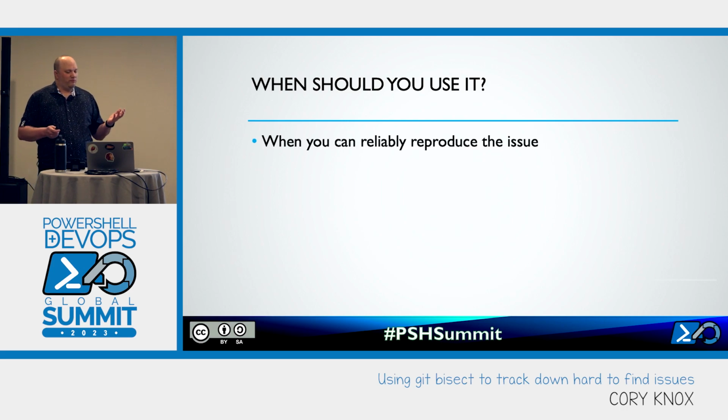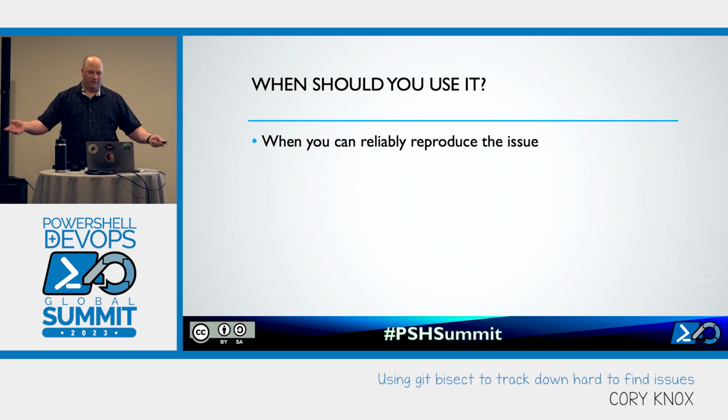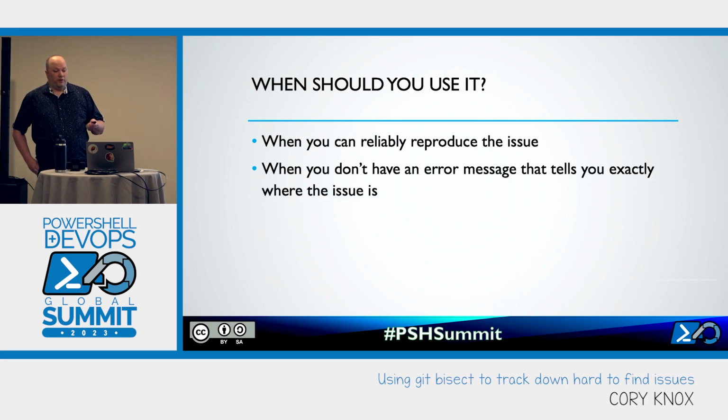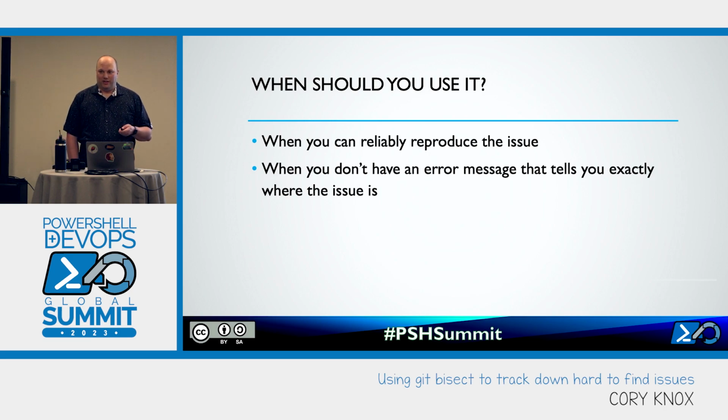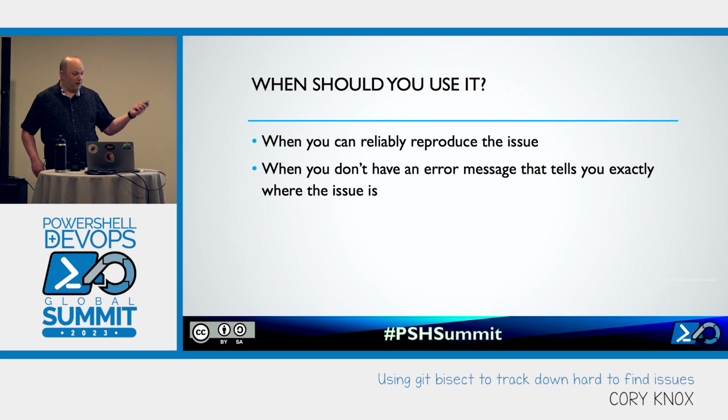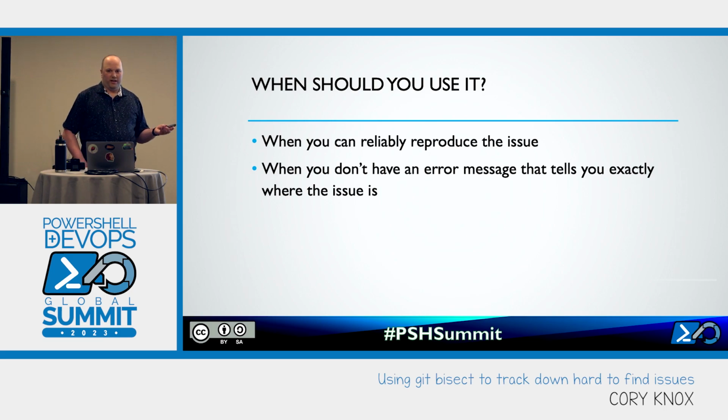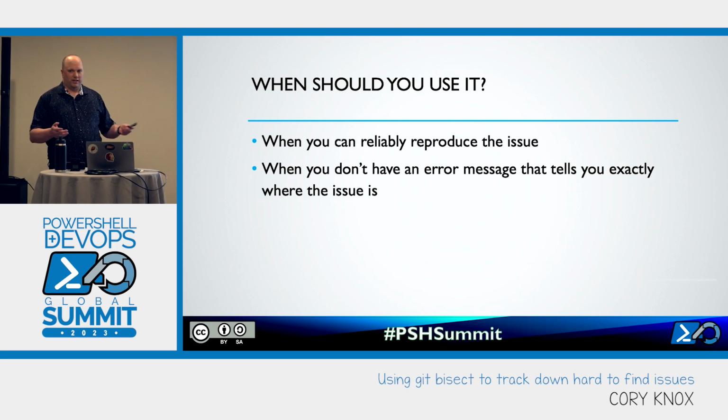And when you can reliably reproduce the issue, but again, that's troubleshooting 101. If you can reliably reproduce the issue, then you can start figuring out how to fix it and where you might have introduced it. But if you don't have an error message that tells you exactly where the issue is, for instance, in PowerShell 2, when you got an error, you just got an error. It said, hey, there was an error.